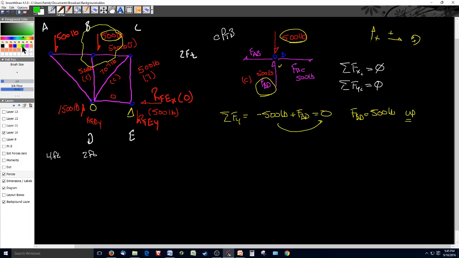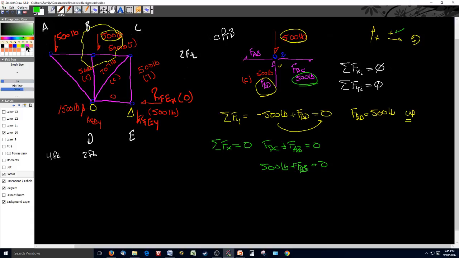All right, awesome. Now in green, let's look at the summation of the forces in the x direction. That too has to equal 0. So what do I have acting in the x direction? I've got FBC plus FAB equal to 0. And I already know that FBC is 500 pounds. It's plus because it's to the right. Plus FAB equals 0.